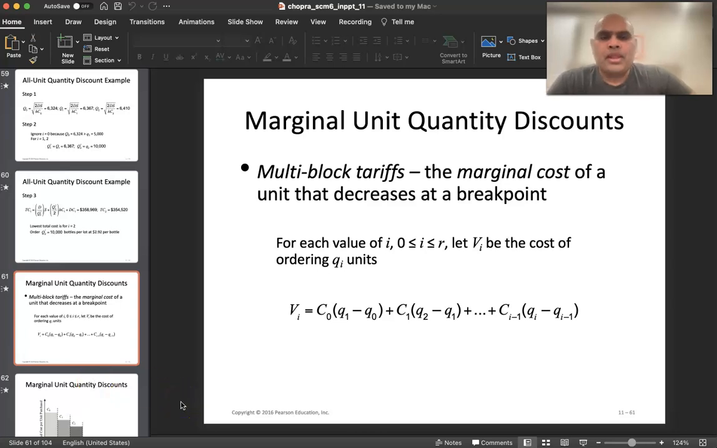Okay. Hi all. Welcome to this video where we're going to continue to talk about quantity discounts in inventory management. And in this video, we're going to be talking about marginal unit quantity discount.